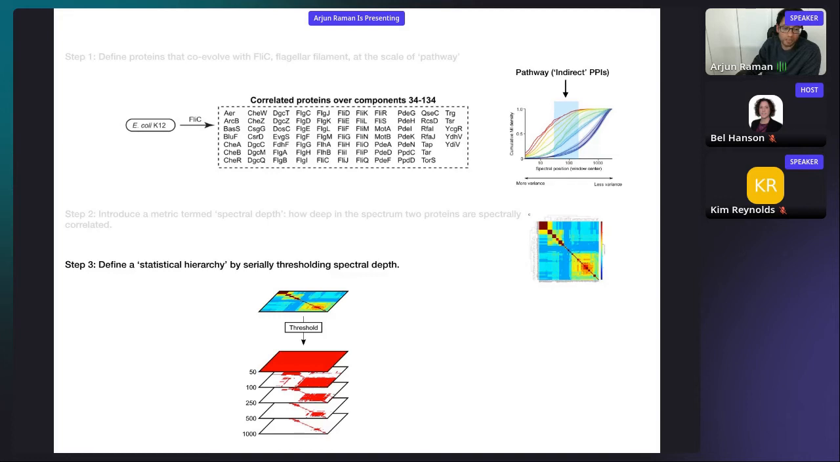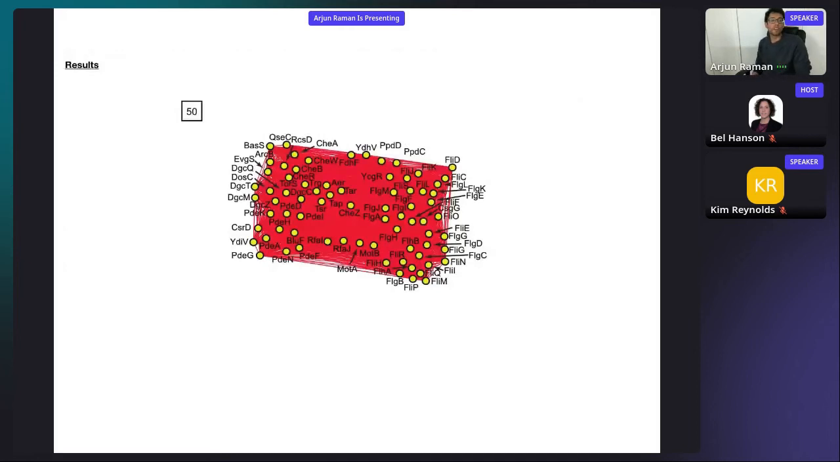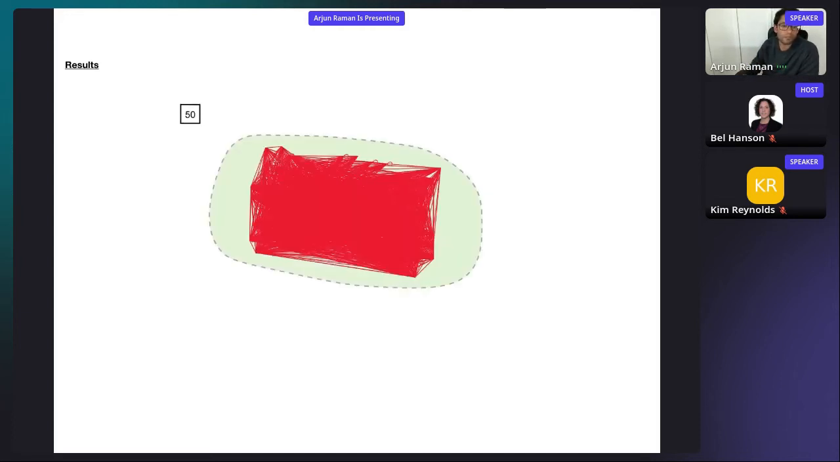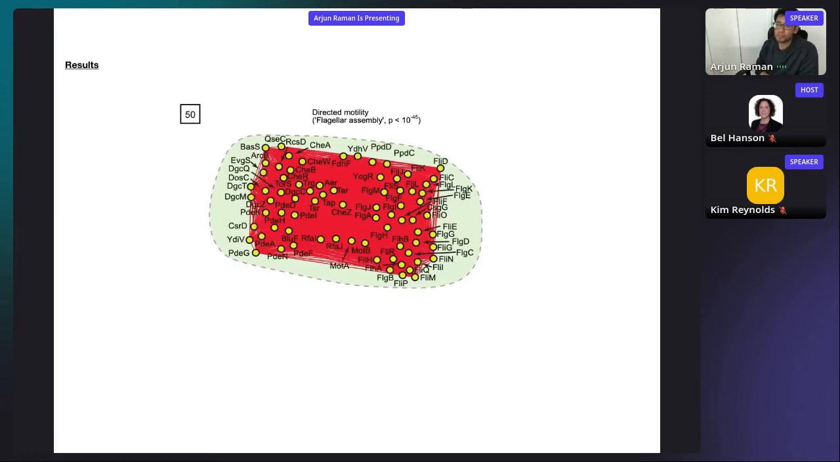What you can see is that at a spectral depth of 50, everything is correlated. And at a spectral depth of 1000, that matrix becomes quite sparse. You can see that there are a few off-diagonal terms, but most of it's white. So what does this look like from a network graph perspective? At a spectral depth of 50, everything is correlated, so we basically see a hairball. All of these nodes are one of the 75 proteins that we had shown before, and any edge represents whether two proteins statistically interact with each other. If we perform gene set enrichment analysis on this, we find a substantial ontological enrichment for flagellar assembly or directed motility.